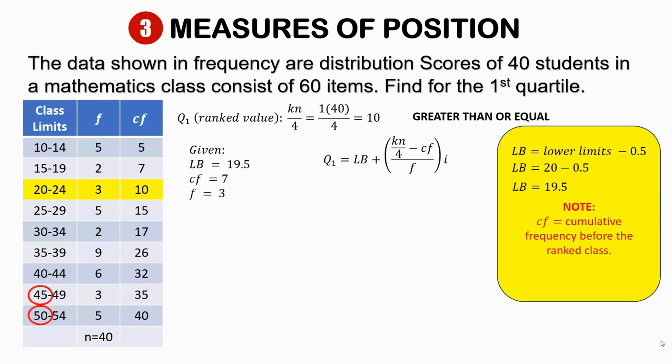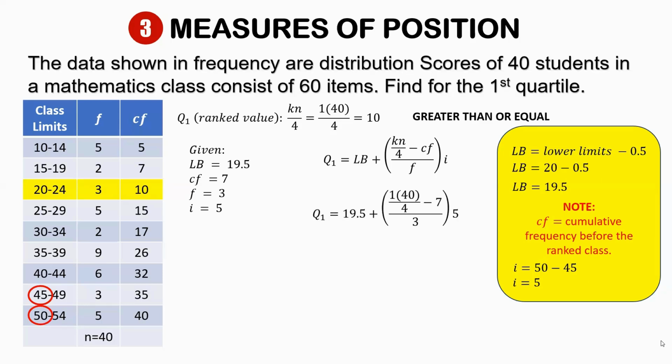Now we are going to look for the interval. For us to find that, let's take a look at the lower limits of each row. So we have 50 minus 45, we have our interval, which is equal to 5. So our lower boundary is equal to 19.5, cumulative frequency is equal to 7, frequency is equal to 3, and our interval is equal to 5. So now let us just substitute those values in our given formula.